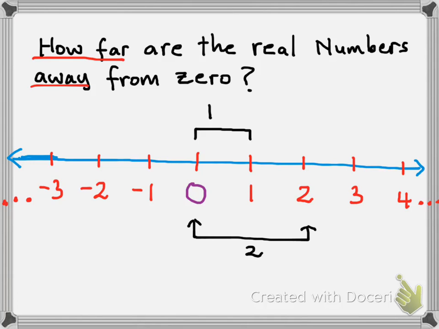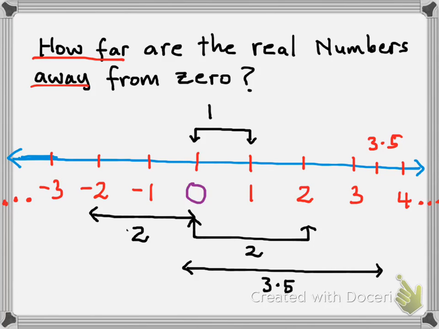Number 2 is 2 away from 0. The number 3.5, the distance from 0 is 3.5. But what about the number -2? How far away is -2 from 0? You can see that even though -2 is a negative number, its distance from 0 is still 2. Similarly for -1.6, its distance from 0 is 1.6.